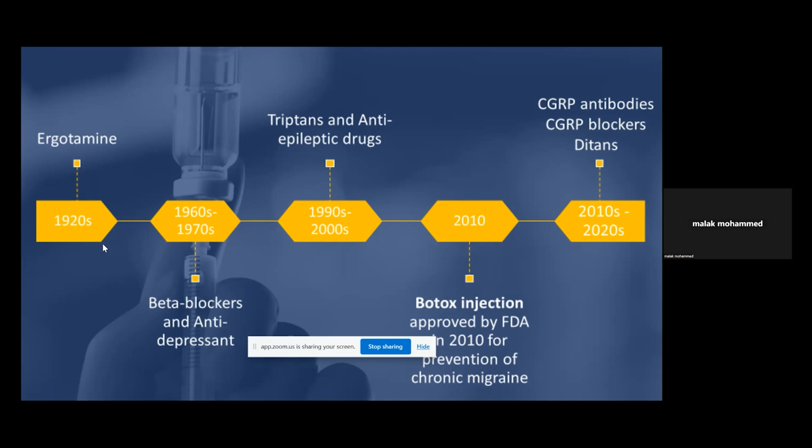In 2010, which we will be concentrating on, the botox injection, also known as botulinum toxin, was approved, and it's used till now. In 2010 to 2020s, CGRP antibodies and blockers were used.